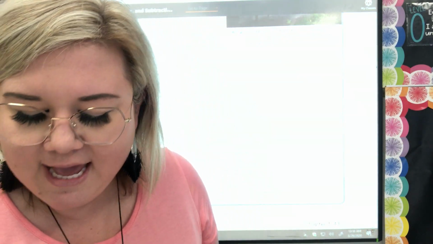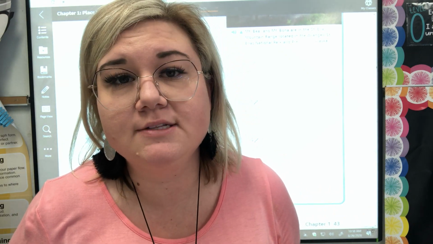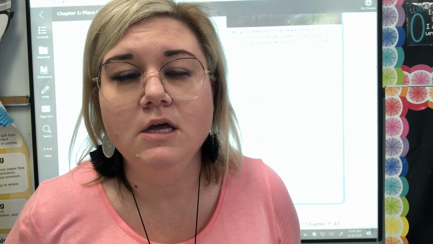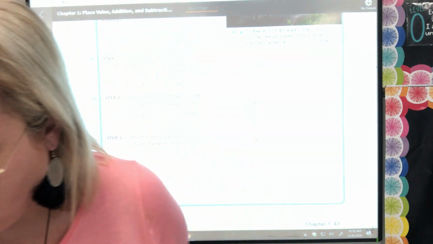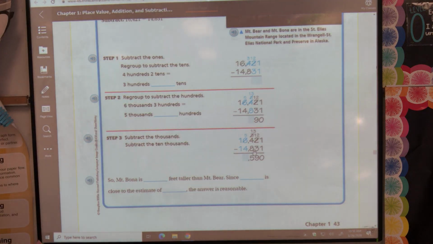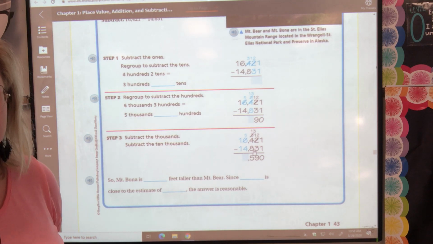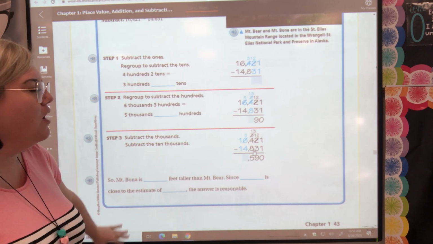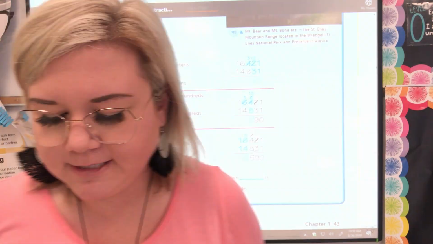So, if you are struggling with subtraction, there's a good chance you are, because subtracting can be a little bit harder. You sometimes have to borrow from your neighbor. If you are struggling with subtraction, you can look at page 43 in your book. That is this page. And it gives you step by step on how to subtract.